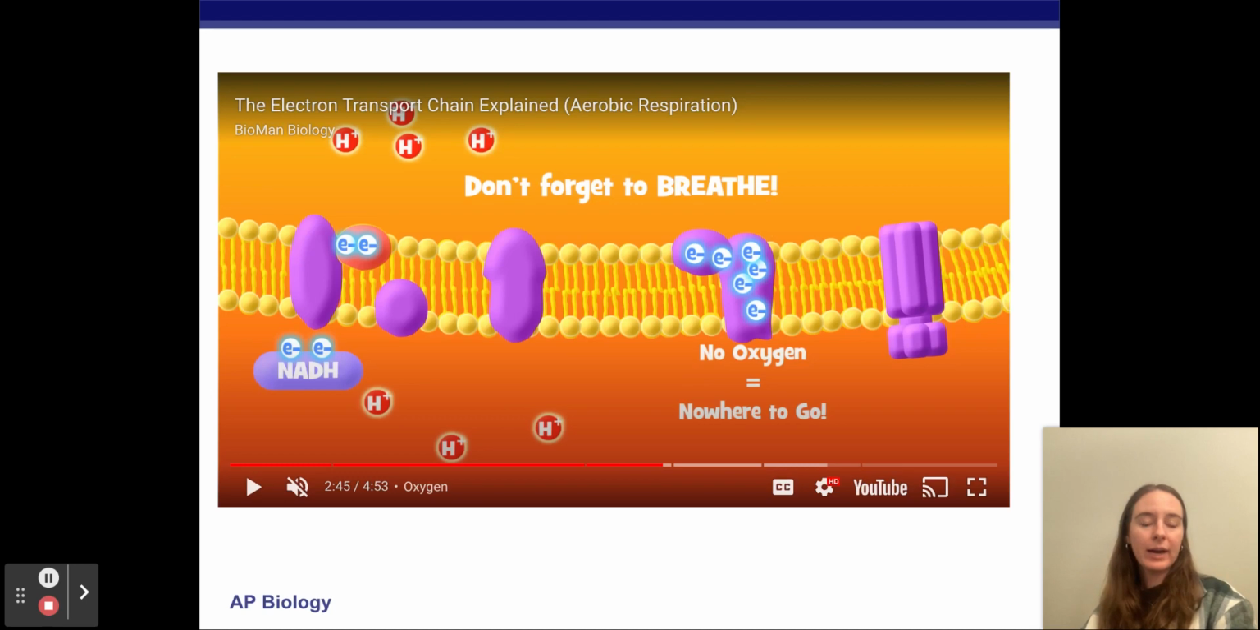And this is why you would die. And this is how some poisons work. They shut down this process here so that you can't actually have oxygen be the final oxygen acceptor, or electron acceptor. And now ATP synthase cannot do its job.